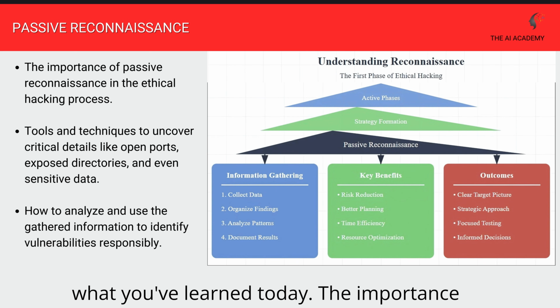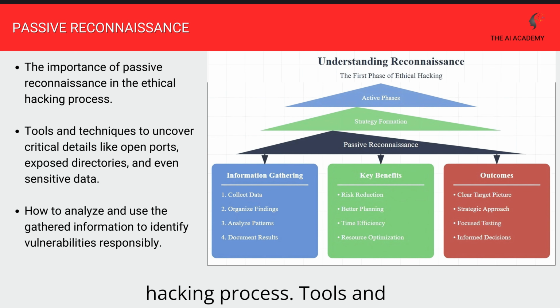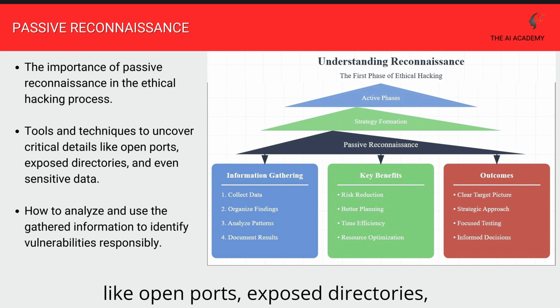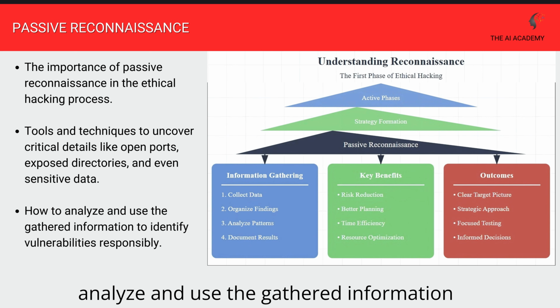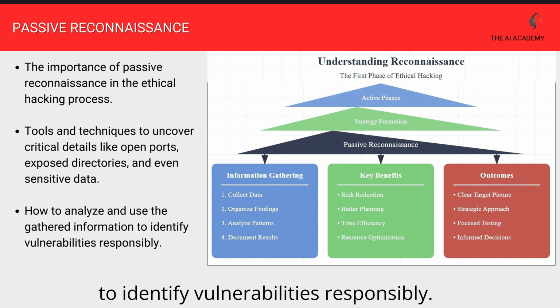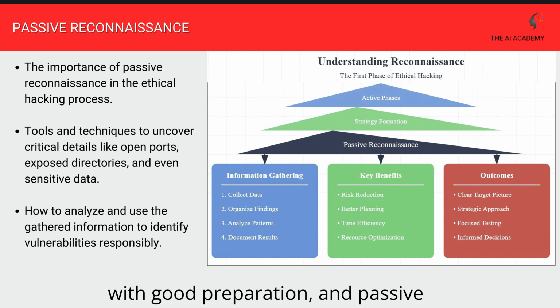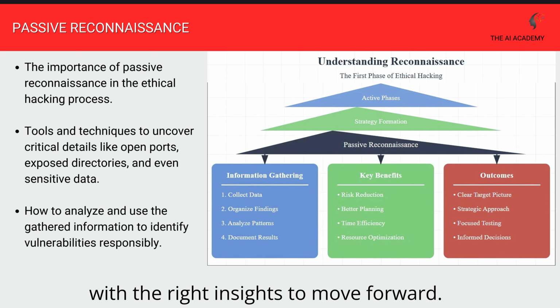So, what you've learned today: the importance of passive reconnaissance in the ethical hacking process. Tools and techniques to uncover critical details like open ports, exposed directories, and even sensitive data. How to analyze and use the gathered information to identify vulnerabilities responsibly. Remember, ethical hacking always starts with good preparation, and passive reconnaissance ensures you're equipped with the right insights to move forward.